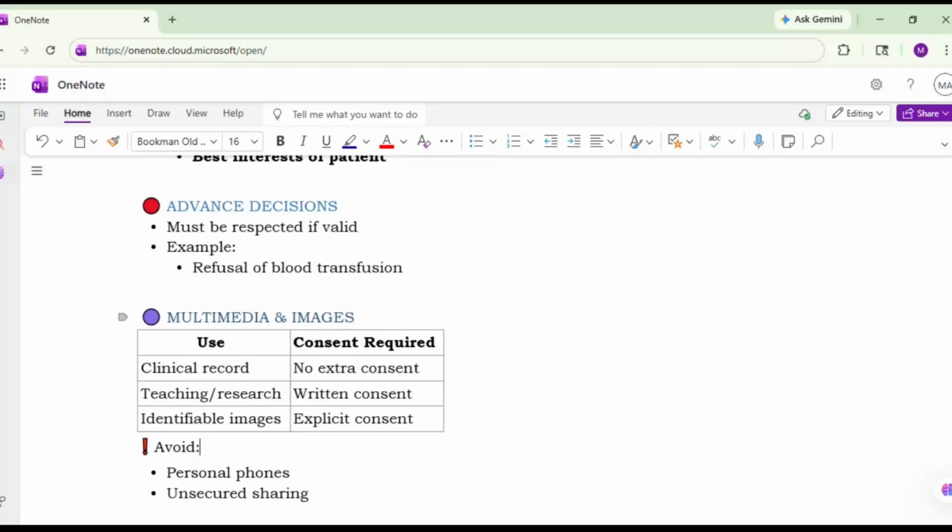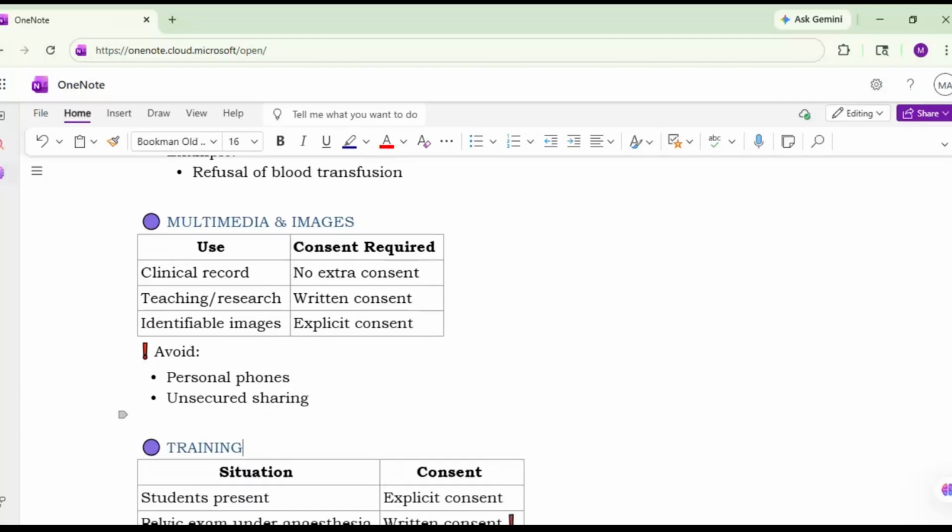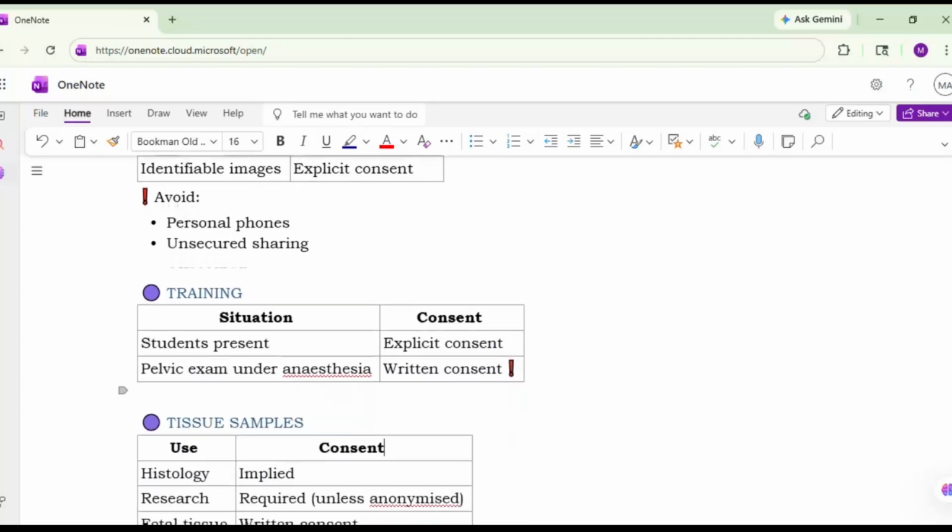Okay, so whatever the images, maybe ultrasound images or the colposcopy images, if it is a part of the record, no extra consent is required. But if it is for teaching or research purpose, written consent is required. And if there are identified images for any of these purposes, then there has to be explicit consent, including that particular thing. So avoid personal phones and unsecured sharing, etc.